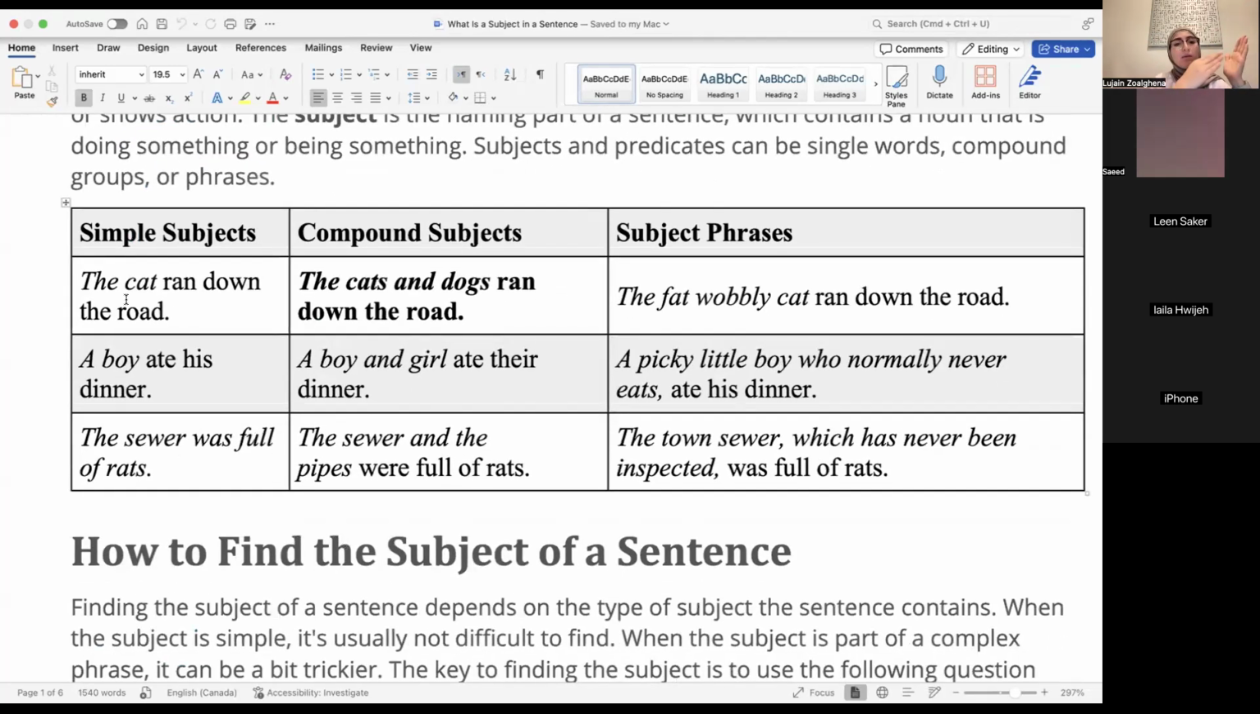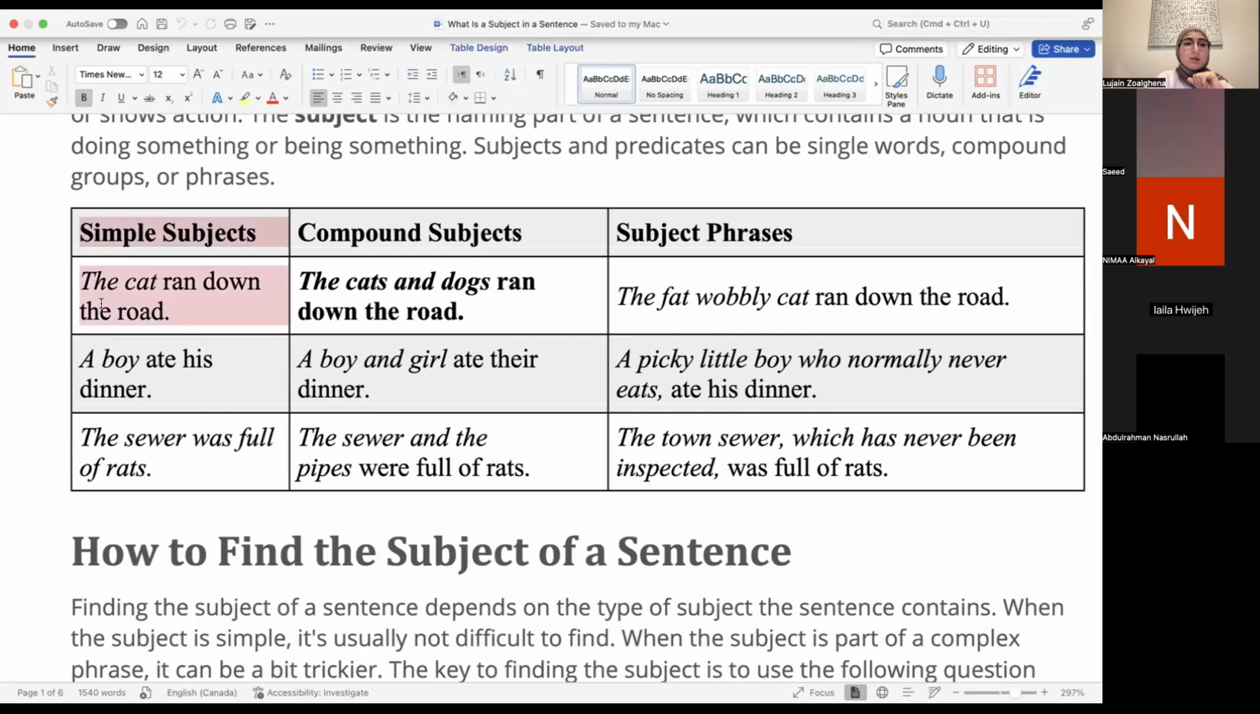Simple subject: the cat ran down the road. Where's the subject over here? The cat, because we're talking about simple. So the simple subject over here is one, which is the cat. If it comes as a compound subject, it will be the cats and dogs. They both ran down the road. So both of them are the subject, but this is a compound subject.